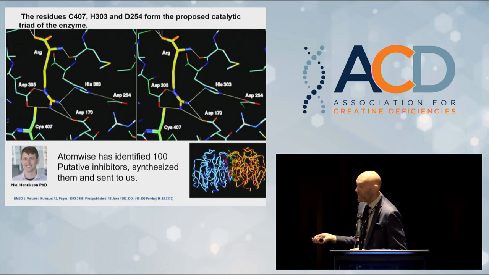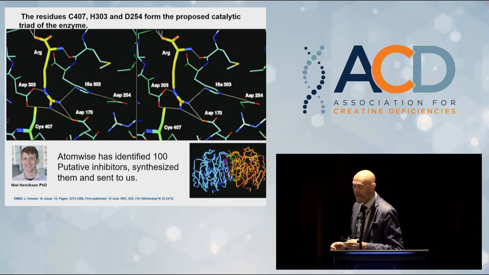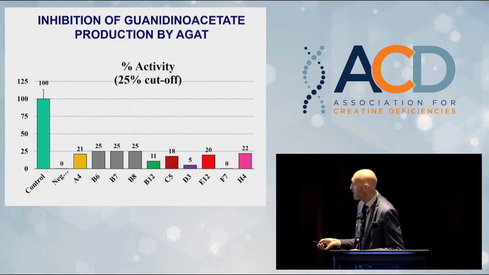trying to insert all of these chemicals inside the crystal structure of the AGAT enzyme to see how we can modify some of the structure to make compounds that are even more efficient in inhibiting this enzyme. In this way, we should be able to substitute some of the current therapy for AGAT deficiency with something which is smaller, given in lesser amount, and at the same time, capable of inhibiting the synthesis of guanidino acetate.